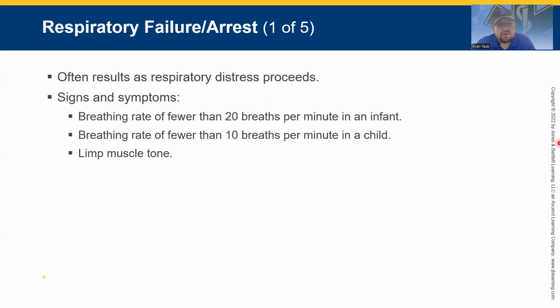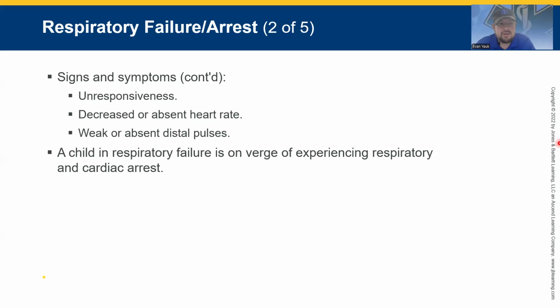The breathing rate will go fewer than 20 in an infant, fewer than 10 in a child. Limp muscle tone. This child is going limp on us. They're turning into a rag doll. This is respiratory failure or arrest. They become unresponsive, with decreased or absent heart rate and weak or absent distal pulses. A child in respiratory failure is on the verge of respiratory and cardiac arrest. Can't stress that enough. A child in respiratory trouble will go into cardiac arrest.